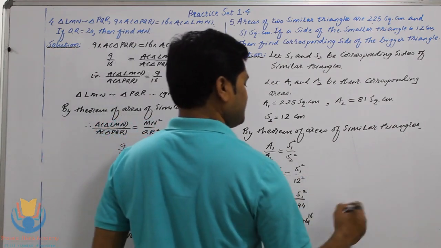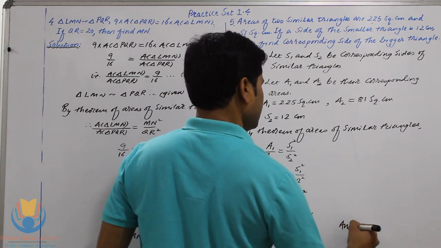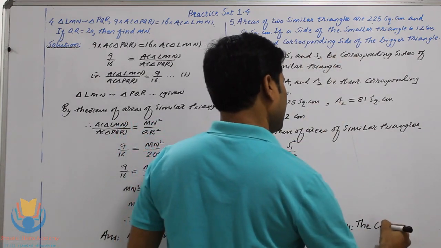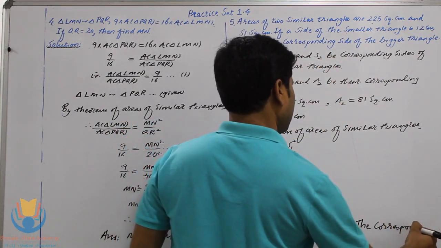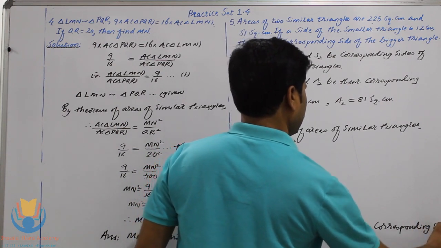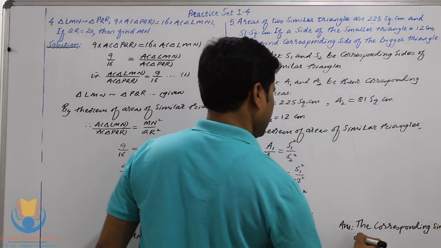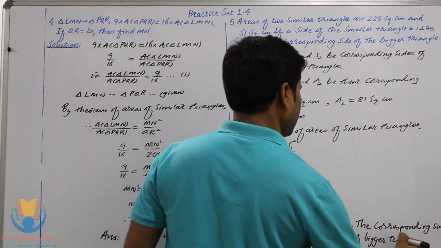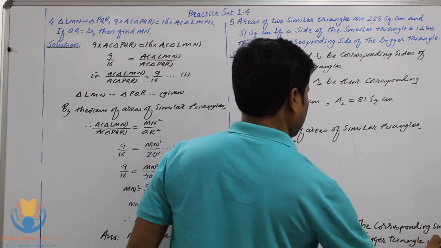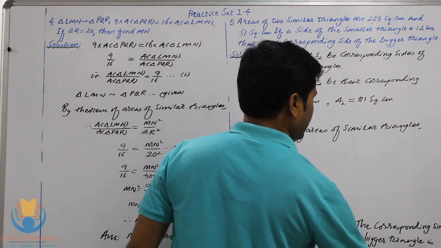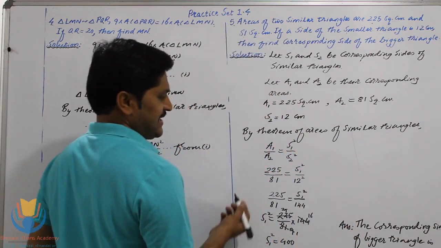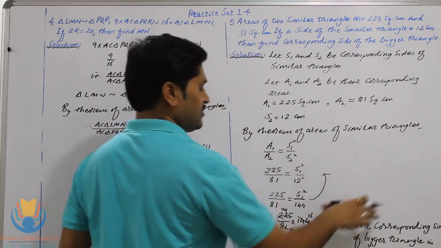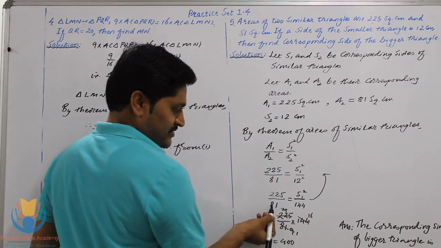So here we will write the answer. The length of the corresponding side of the bigger triangle is 20 centimeter. So as I was telling, there is another method that we can do here. Either you can do this one or you can do this one. So this is going to be the first step.